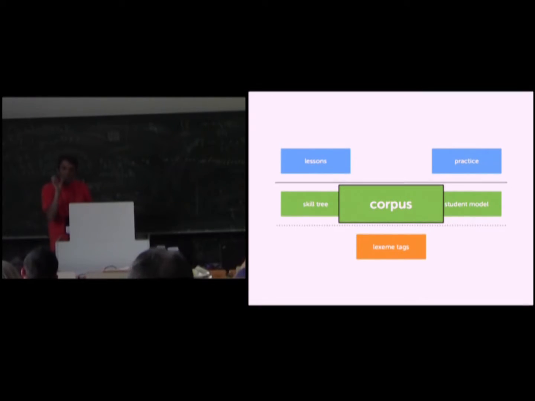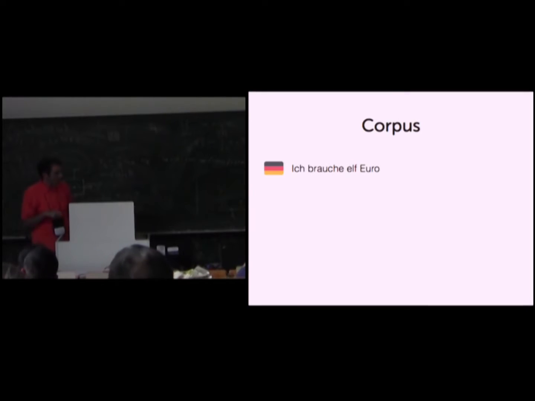How do those things come together in, say, a sentence? And so Duolingo is built around sentences that you practice on. So for example, Ich brauche elf Euro is a German sentence that you might have encountered if you were using Duolingo to get ready to come to Berlin. And each of these words has lexeme tags. So ich is a pronoun, it's first person, it's singular, it could be male or female, it's nominative case.